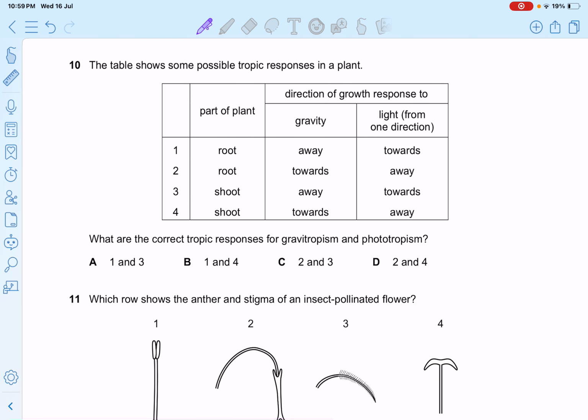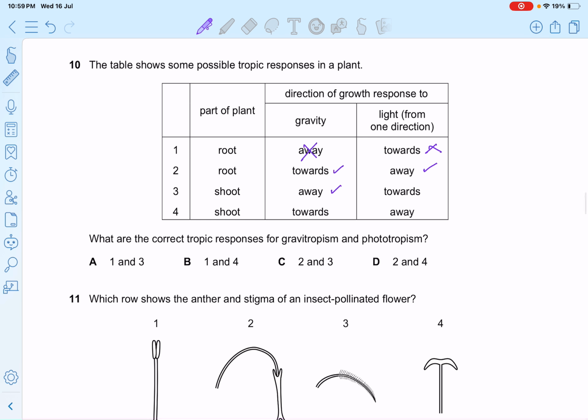Question 10. The table shows some possible tropic responses in plants. So we have the part of the plant, maybe root, maybe shoot, and the direction of growth. Response to gravity and to light from one direction. So what about the root? Does it move away from gravity or toward gravity? Yes, toward gravity. So we have toward gravity and eliminate this one. Okay. And what about the root? Yes, it is away. Okay. What about the shoot? It's away from gravity.